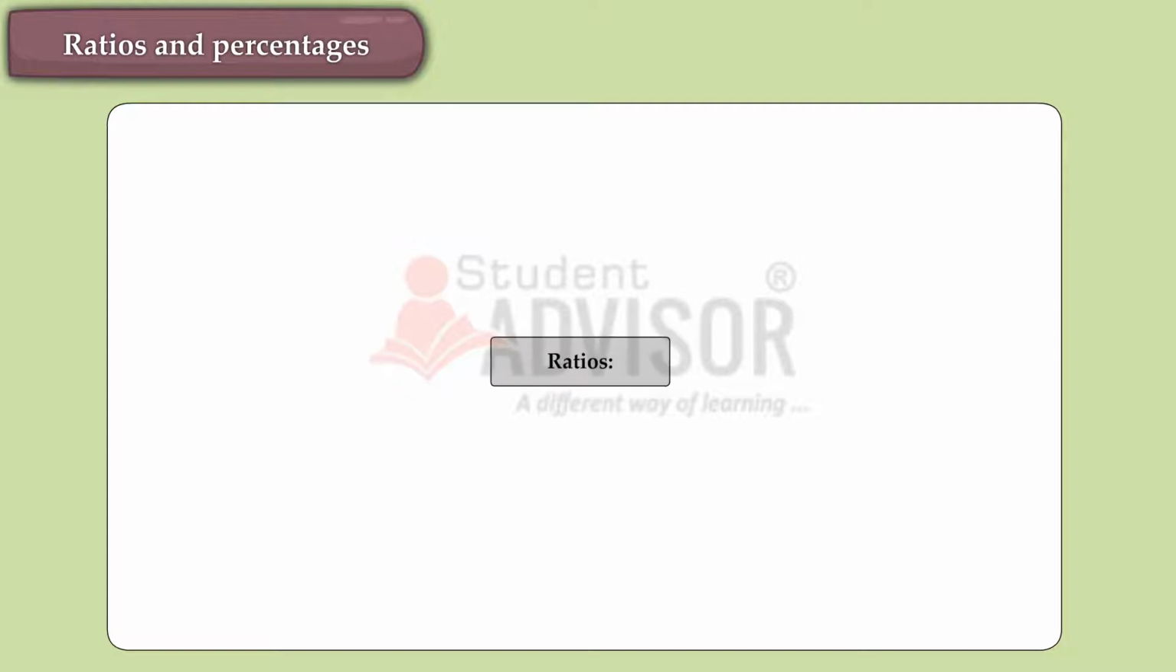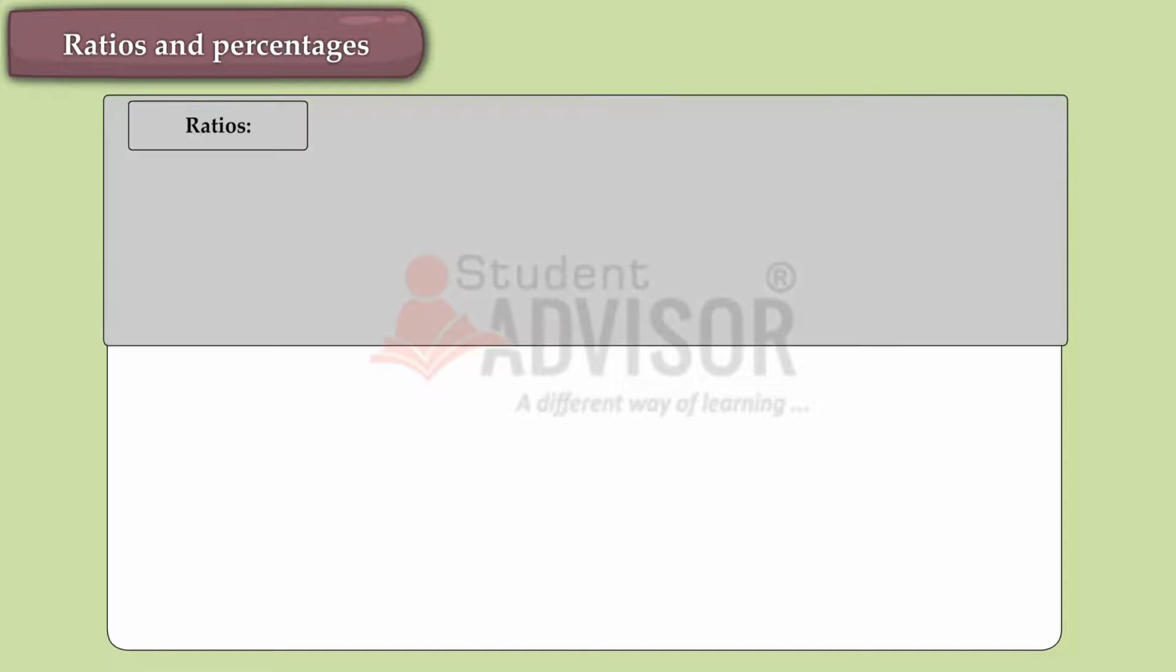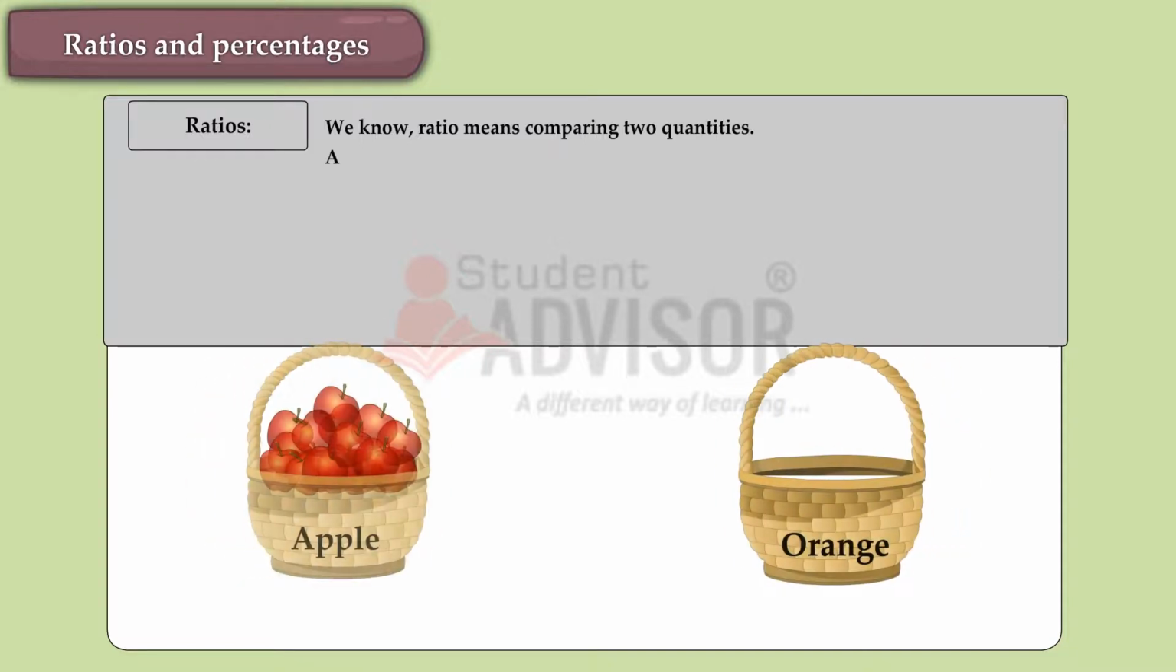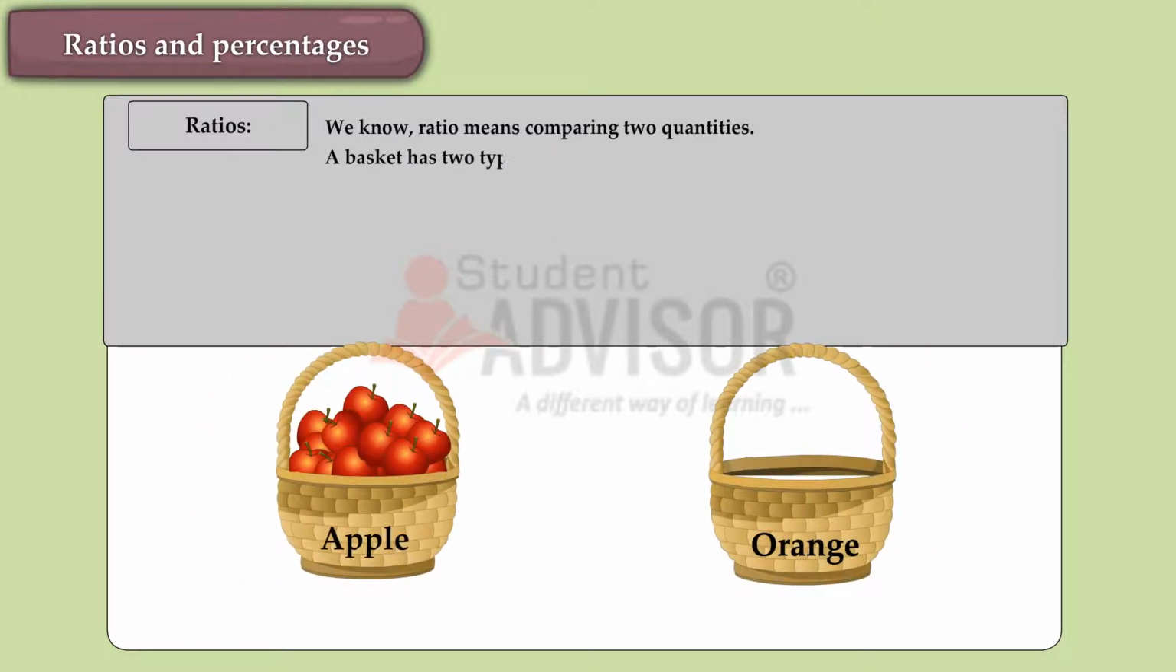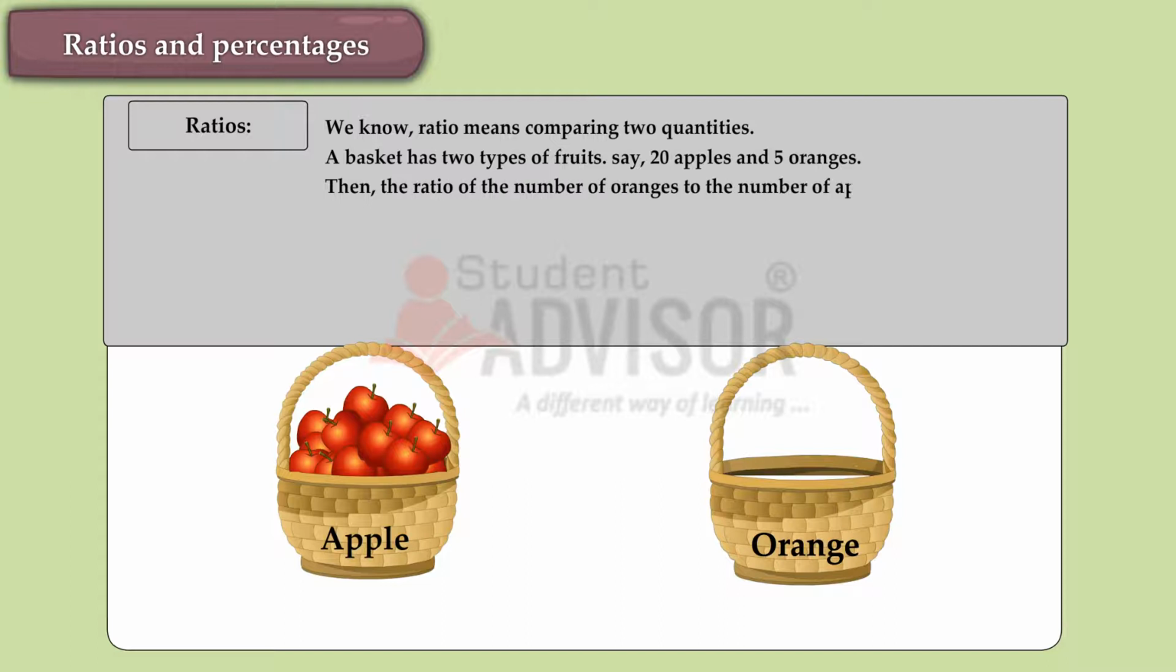Ratios. We know ratio means comparing two quantities. A basket has two types of fruits, say 20 apples and 5 oranges. Then the ratio of the number of oranges to the number of apples is equal to 5:20.